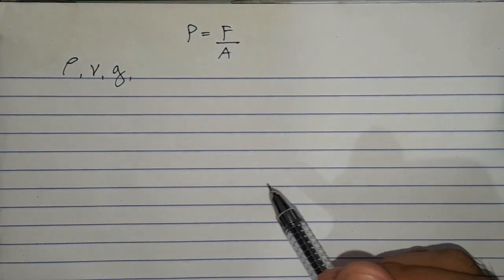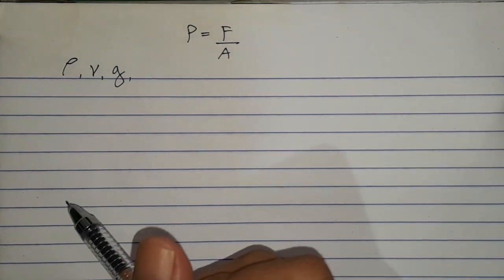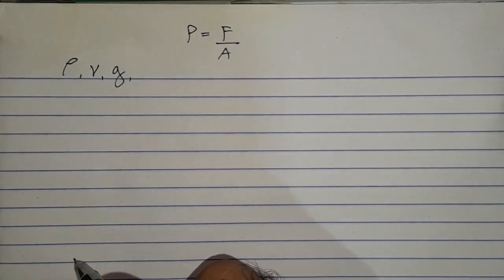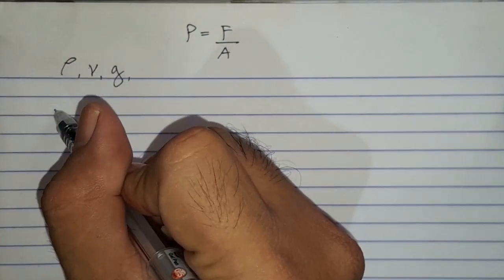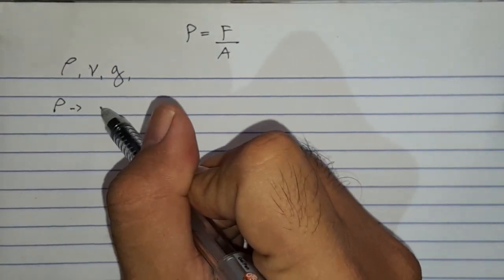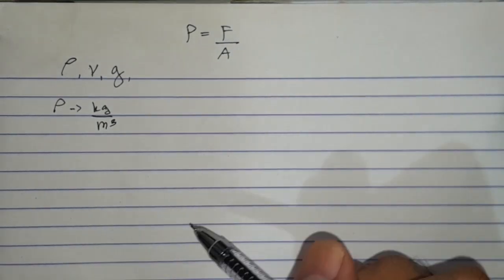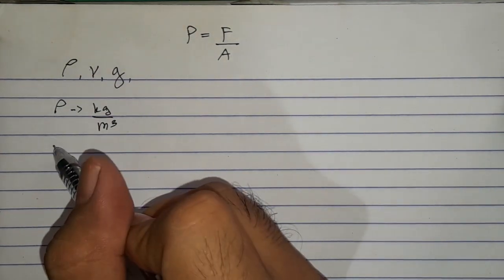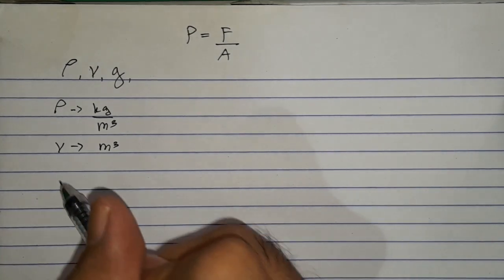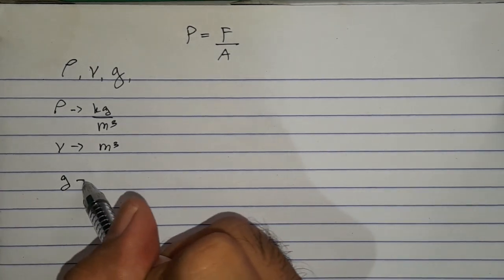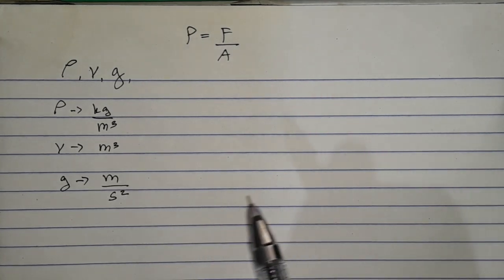All right, next we're going to evaluate the units of these quantities first. We understand that the unit of density is kilogram per cubic meter, for volume it is cubic meter, and for gravity it is meter per second squared.